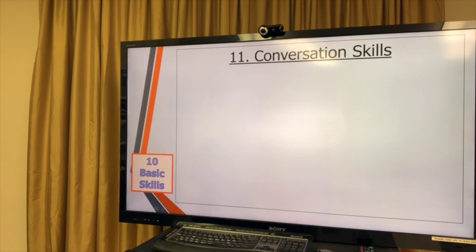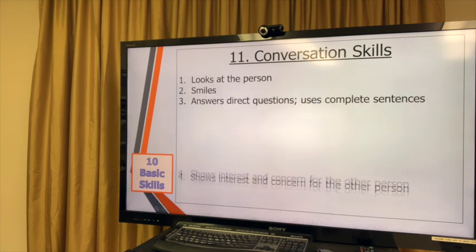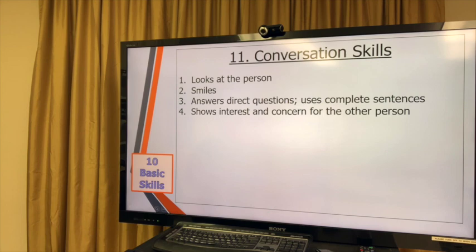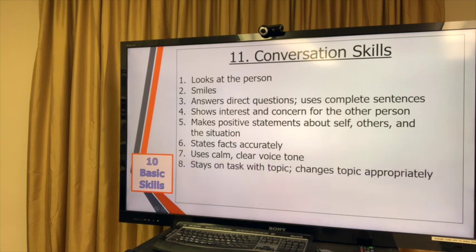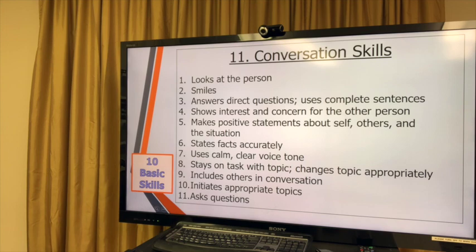Conversation skills. Conversation skills is a complex skill that has a number of components. Looks at the person, smiles, answers direct questions, uses complete sentences, shows interest and concern for the other person, makes positive statements about self, others, and the situation, states facts accurately, uses a calm, clear voice tone, stays on task with topic, changes topic appropriately, includes others in conversation, initiates appropriate topics, and asks questions.